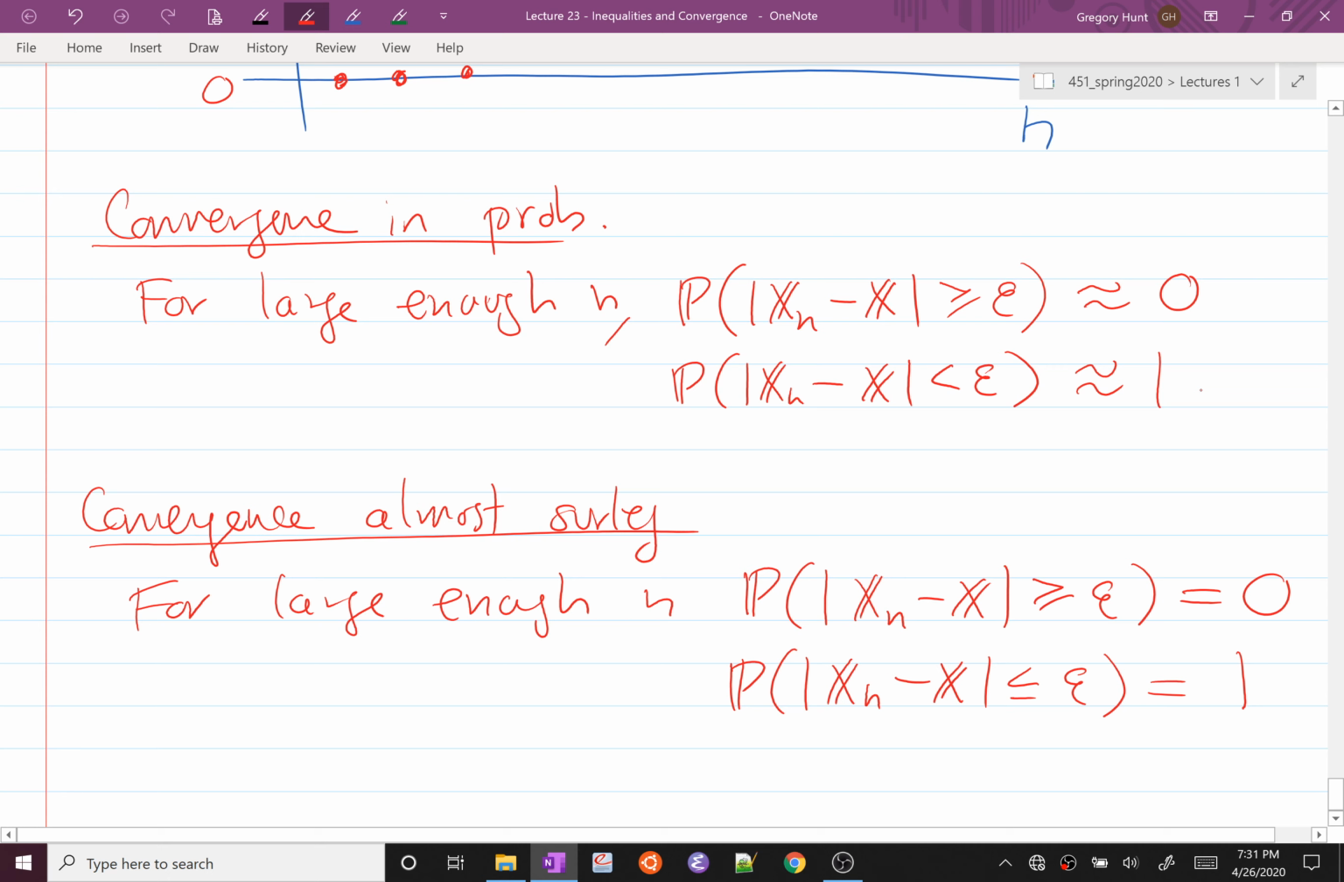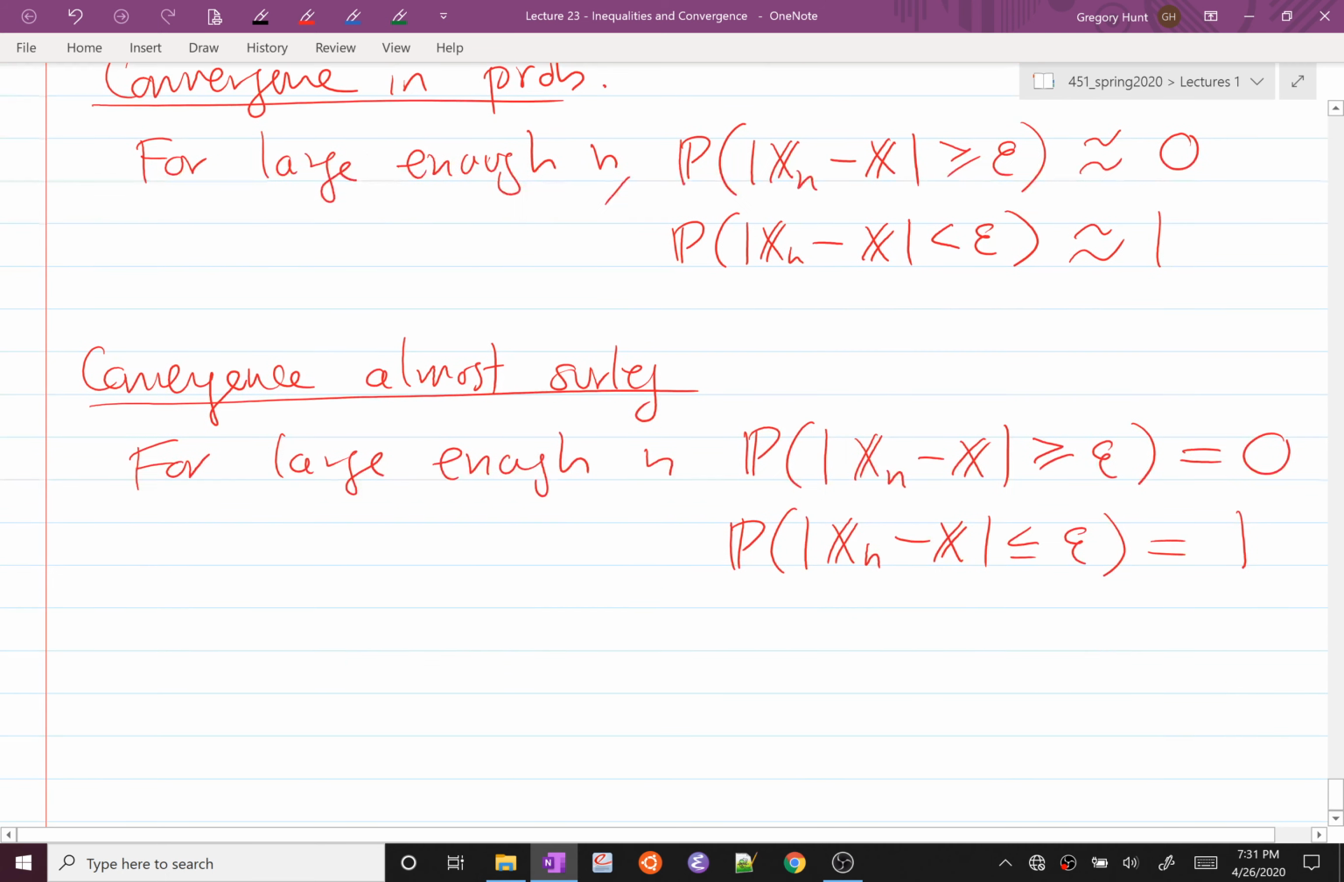So that's the difference, and we can be a little more precise. This thing has to converge to 0 or converge to 1 for convergence in probability. Almost surely says the limit has to be equal to 1 for a large enough n. So we could say approximately, but what we mean is that it converges. And you can see that almost sure convergence is a stronger condition.